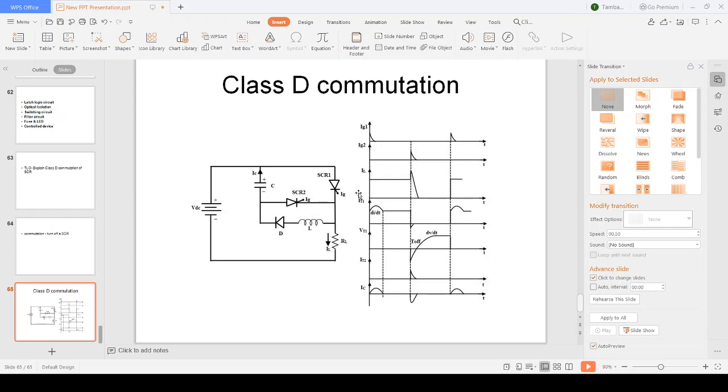Now we have to study one important category of this SCR commutation. Name of this category is Class D type of commutation. Commutation is divided into different subcategories like Class A commutation, Class B commutation, Class C commutation, Class D commutation, Class E commutation. So here we have to discuss the Class D type of commutation.